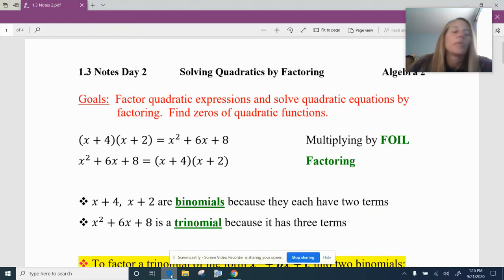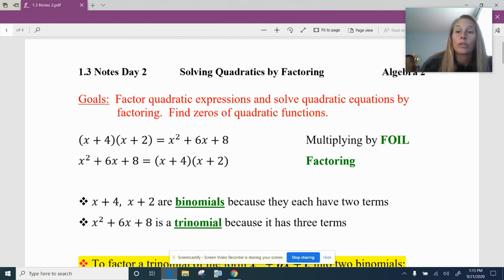Okay, so today I'm going to go over what we did in class with regards to finishing up the section on solving quadratics by factoring. So our goals were to factor quadratic expressions, solve quadratic equations by factoring, and also find the zeros of quadratic functions. When we started the lesson the other day, we talked about how FOILing or using the distributive property and factoring are essentially inverse operations.